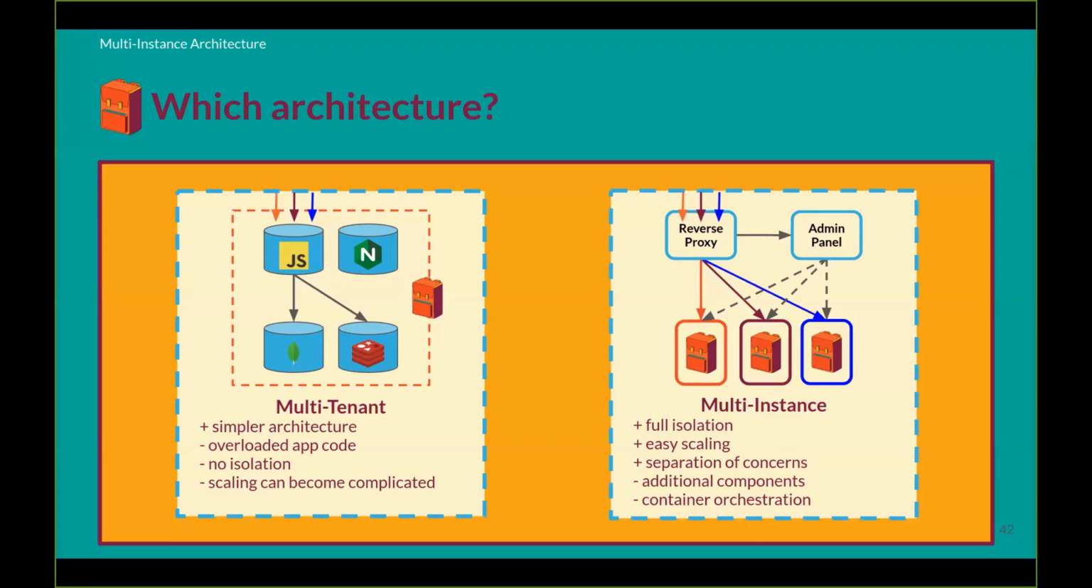So app code only handles backend functionality. It doesn't try to handle routing or administrative tasks. But the downside of that is that we need additional components. So we have a reverse proxy for handling routing and the admin panel for administrative tasks. The other downside of this model is that now we're going to need a container orchestrator to manage our containers.